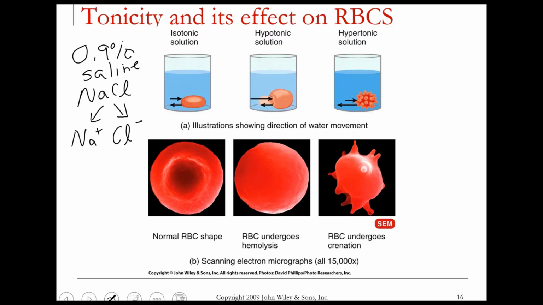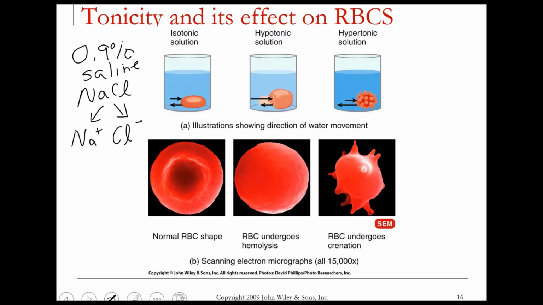So if we place a red blood cell in an isotonic solution, and the term iso means the same, that means the concentration of the fluid outside of the cell is the same as the concentration of the fluid inside of the cell. Now, water will move into the cell, and water will move out of the cell, but it will move in and out at equal rates. Contrast that with what happens if you place that red blood cell in a hypotonic solution. In a hypotonic solution, that means the solution has less pull on water, so water will enter the cell.